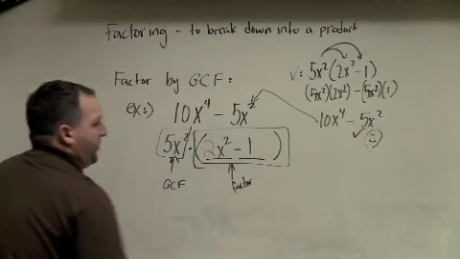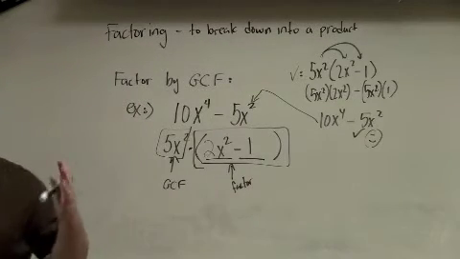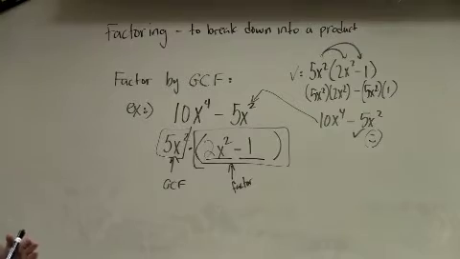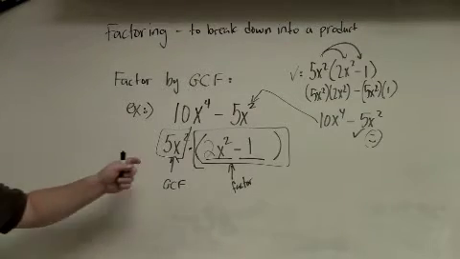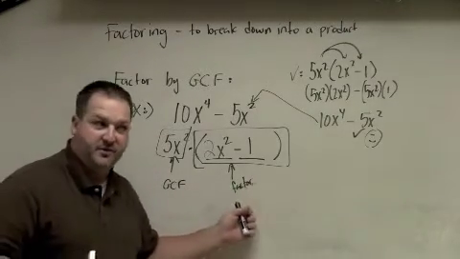Now I'm going to stick with the binomial this time, except this time I'm going to make it a harder binomial. The process is still going to be exactly the same. Factor out the GCF, what do you have left over? Okay?